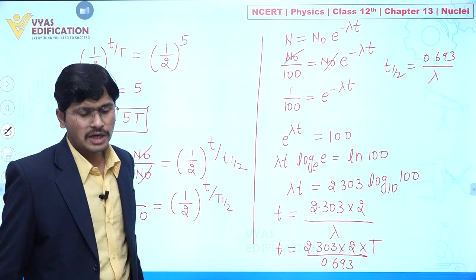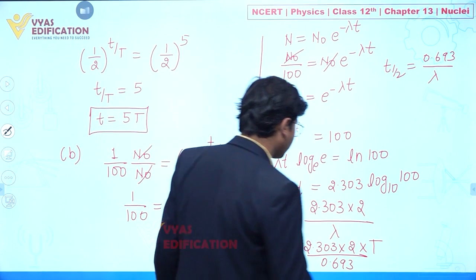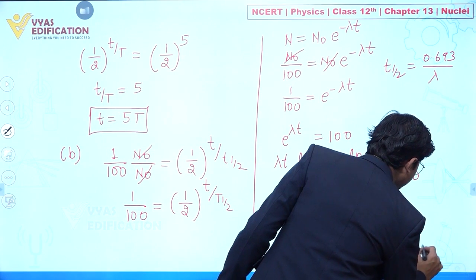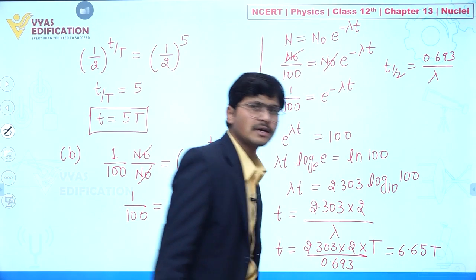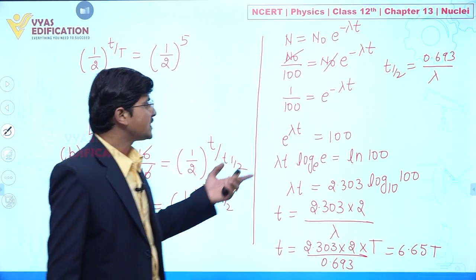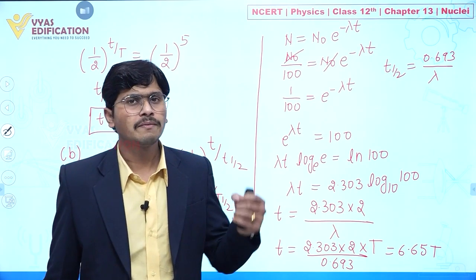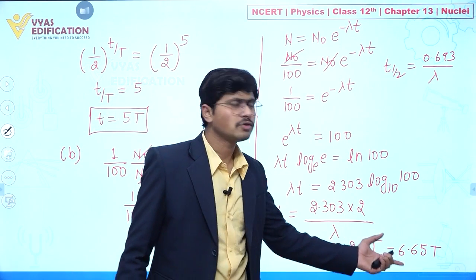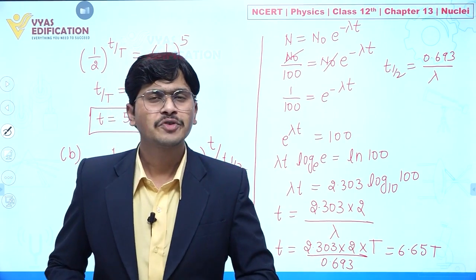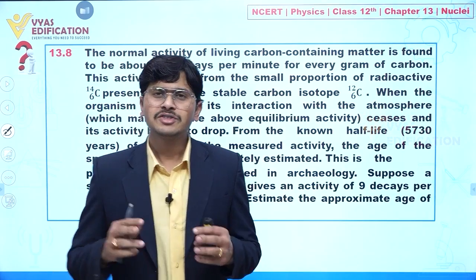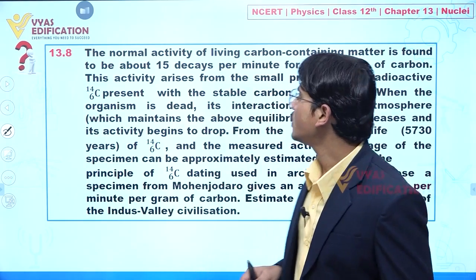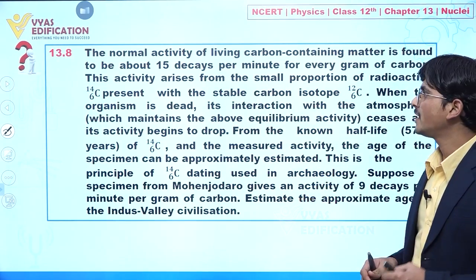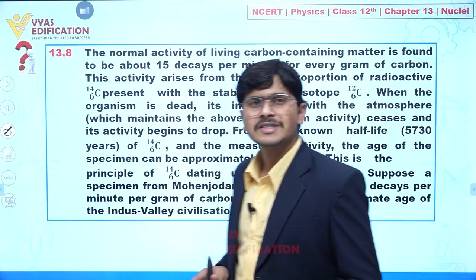Clear everyone? So now if you solve it, you will find this value is equal to 6.65 times capital T. It means you can see this activity remains 1% of original activity when time t equals 6.65T. Clear? So this is all about this question. Now dear student, we are going to discuss question number 13.8. Actually this is a very interesting question.